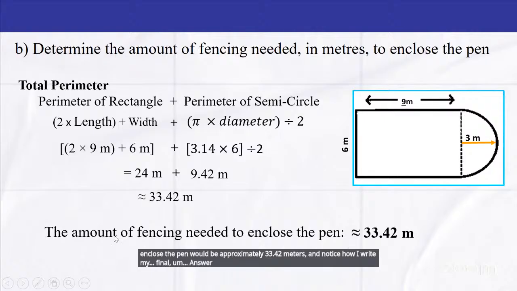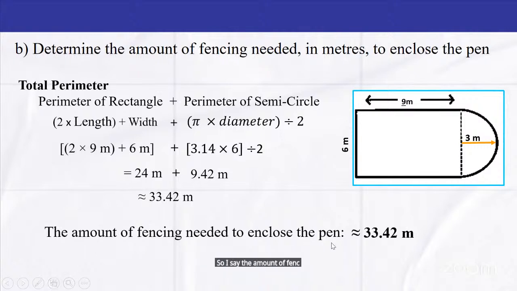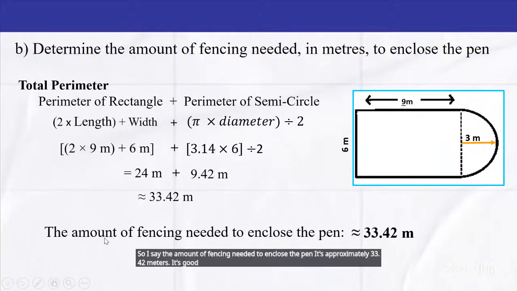And notice how I write my final answer. I write it in a sentence. It says determine the amount of fencing needed. So I say the amount of fencing needed to enclose the pen is approximately 33.42 meters. It's good when you can write out your responses like this, students.